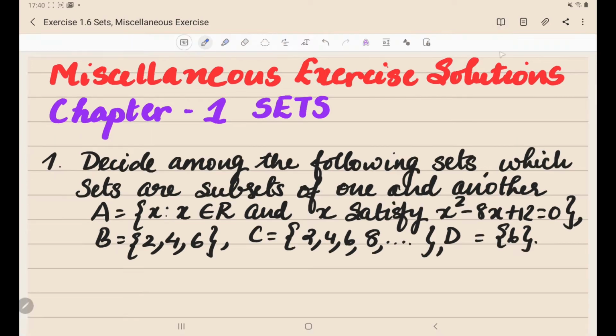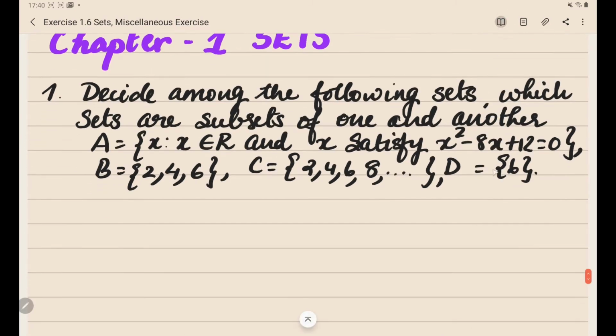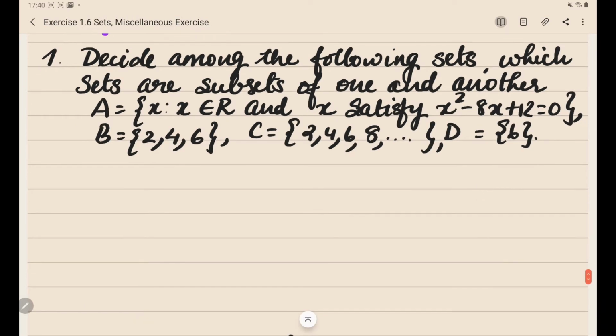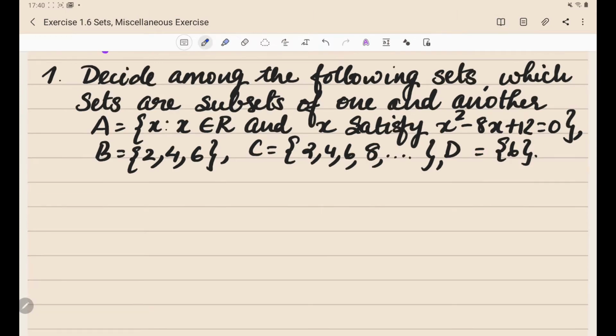The first question is: decide among the following sets which are subsets of one another. It is given that A is the set of x such that x belongs to R and x satisfies x square minus 8x plus 12 is equal to 0. So that is the set A. B is the set {2, 4, 6}, and C is {2, 4, 6, 8, and so on}. So C is the set of all positive even natural numbers, and D is a singleton set having the element 6 in it.